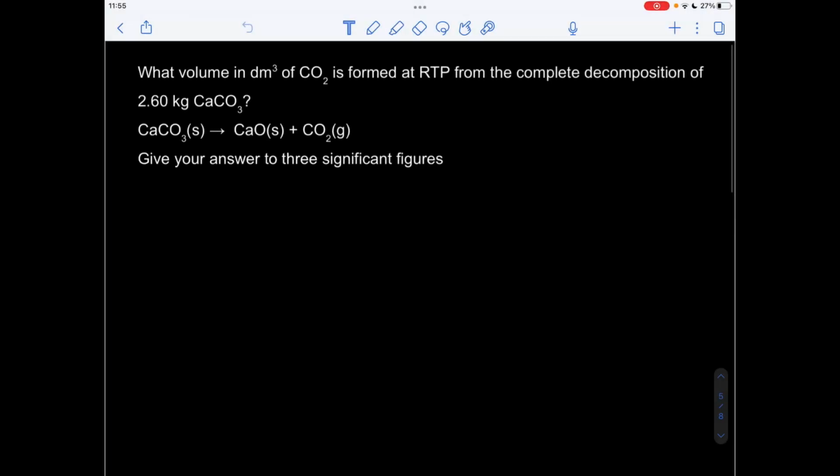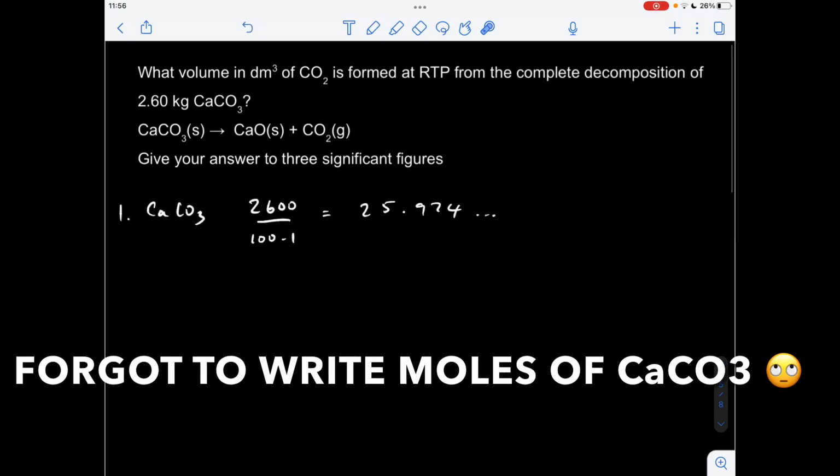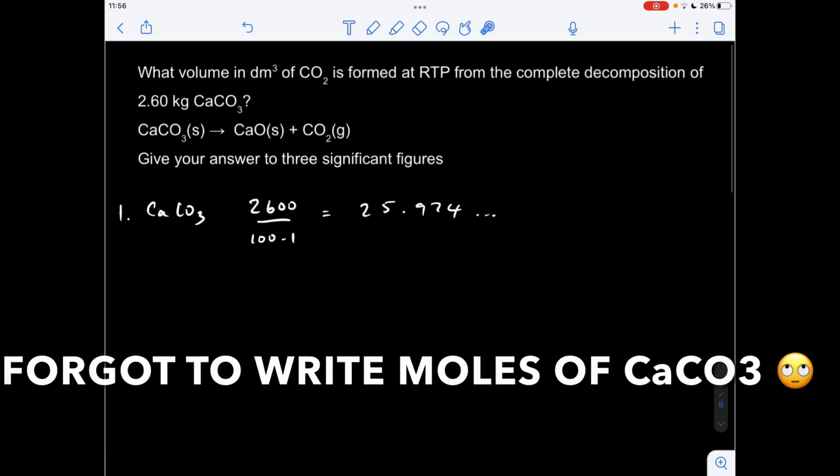So here's the first question: what volume in decimeters cubed of carbon dioxide is formed at RTP from the complete decomposition of that many kilograms of calcium carbonate? There's the balanced equation, and we've got to give our final answer to 3 significant figures. If you want to have a go at this, just pause the video and then play on for the answers, otherwise keep watching.